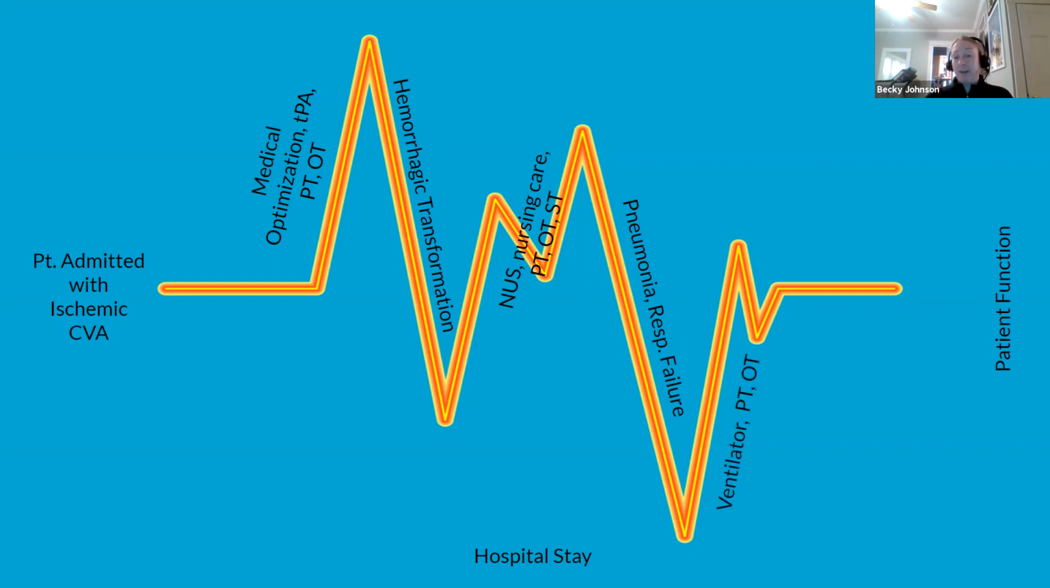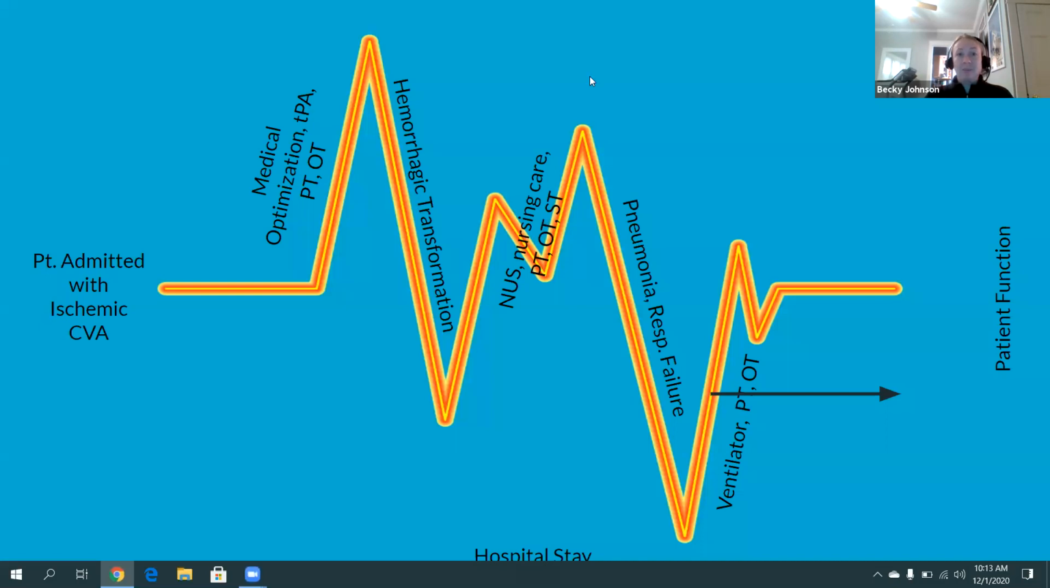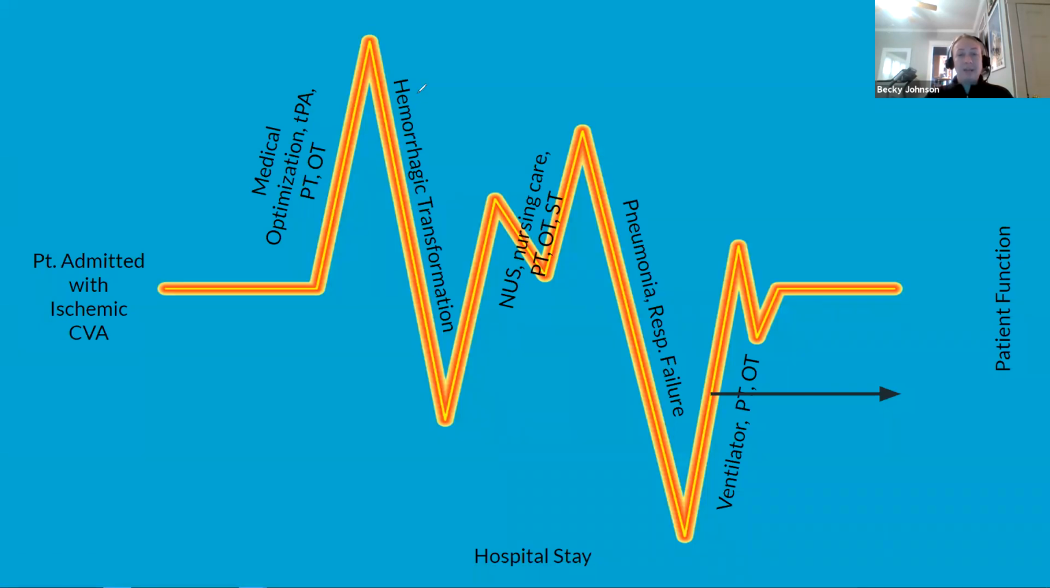Then they get put on a ventilator that helps improve their pulmonary function. They're still receiving PT and OT, so they're starting to get better. But you can see, what's discouraging about this, and this can be a big source of burnout in acute care, is that the patient came in at this level of function.